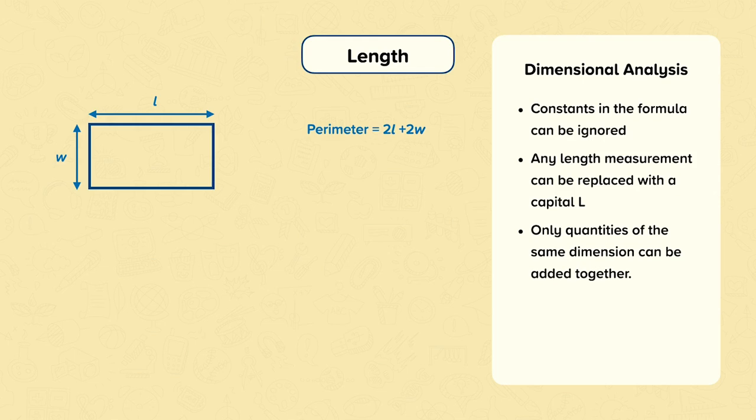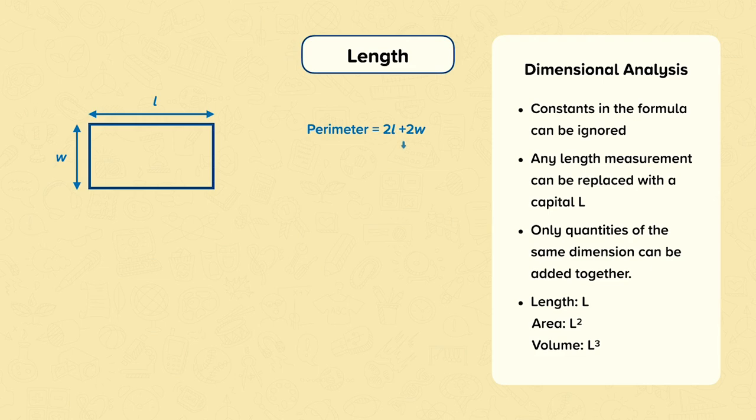When we complete dimensional analysis on a formula, lengths will end up with dimension L, area L squared, and volume L cubed. A bit like how length is measured in centimetres, area in centimetres squared, and volume in centimetres cubed. So let's apply these to our perimeter formula.